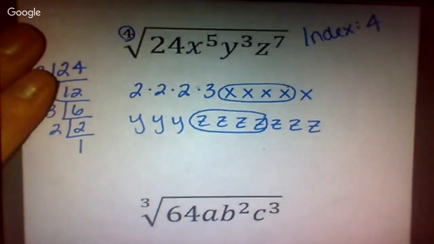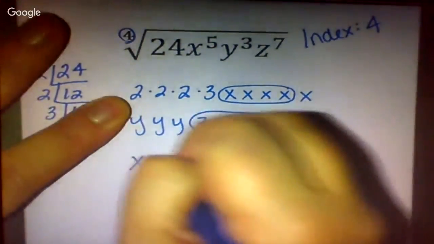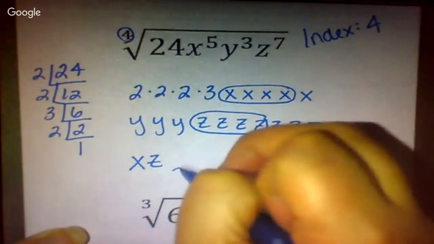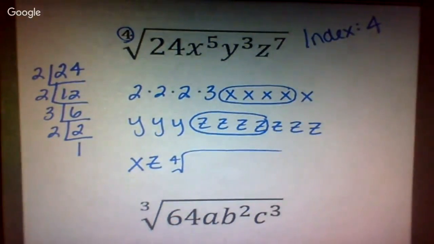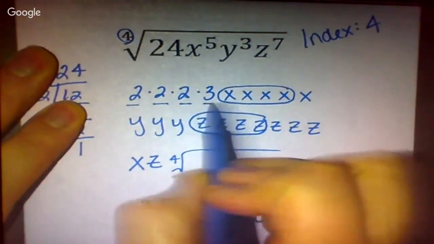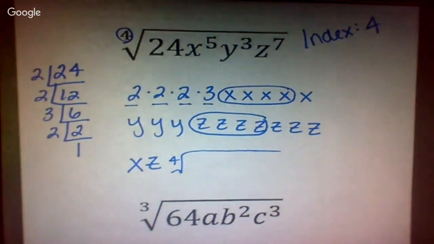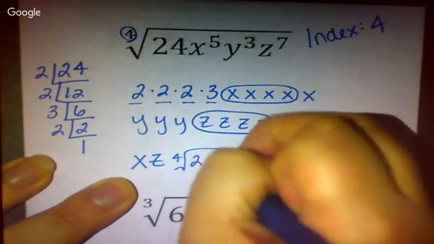Okay, so I can pull out an X. How many times did I circle it? 1, so pull out an X. And you pulled out a Z. Okay, everything else goes back underneath this radical. Or I'm sorry, the 4th root, not the square root, the 4th root. Okay, don't forget your little index. That's very important. Okay, we've got 2 times 2 times 2 times 3, so 24.